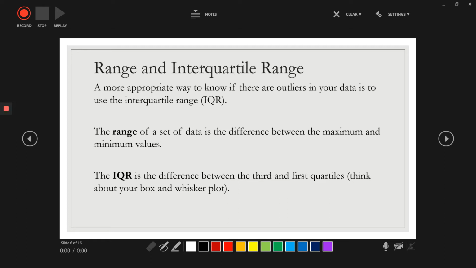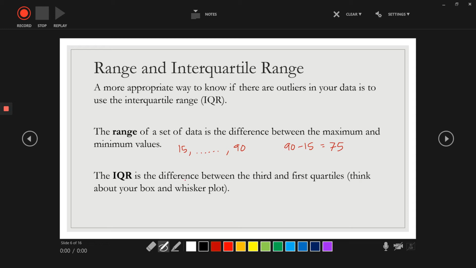So the range is the difference between the maximum and the minimum values. Let's say you had some data and your minimum was 15 and you had a bunch of data points and your maximum was 90, right? So the data goes from 15 to 90. 90 minus 15 would be your range. All right. So we'd have a range of 75.